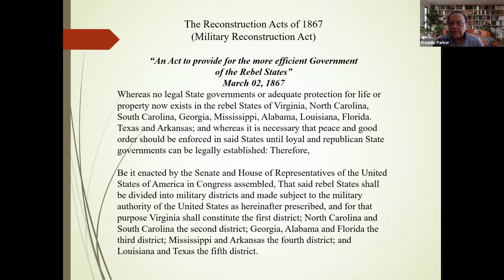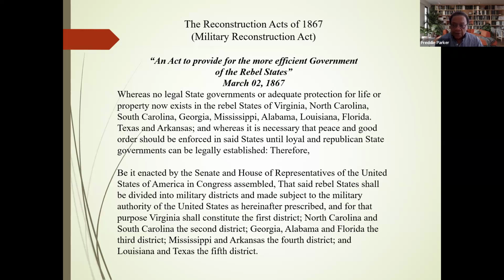And so they passed the first Reconstruction Act, referred to as the Military Reconstruction Act, in March of 1867. And when you look at the preamble: whereas no legal state governments or adequate protection for life or property now exists in the rebel states, and those states are named, and whereas it is necessary that peace and good order should be enforced in said states until loyal and Republican state governments can be legally established, therefore, be it enacted by the Senate and House of Representatives that said rebel states shall be divided into 5 military districts and made subject to the military authority of the United States.